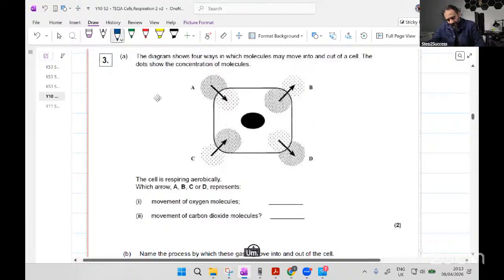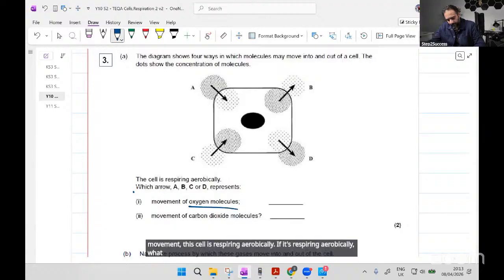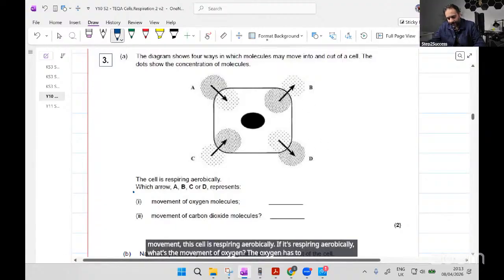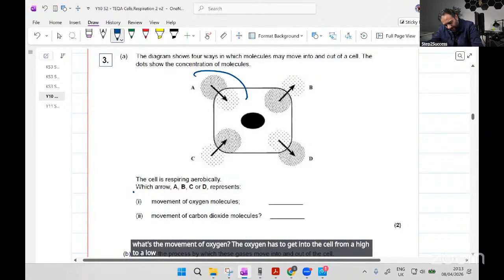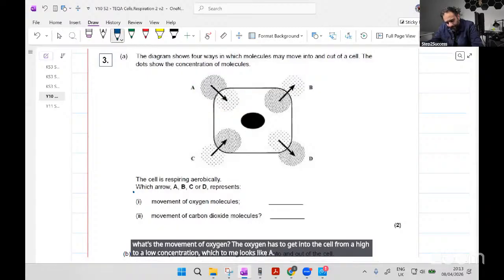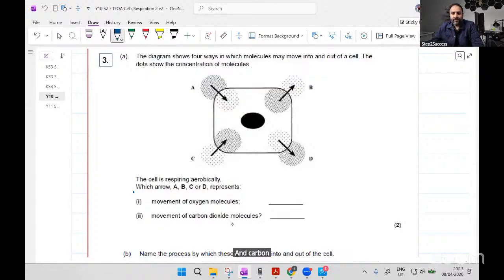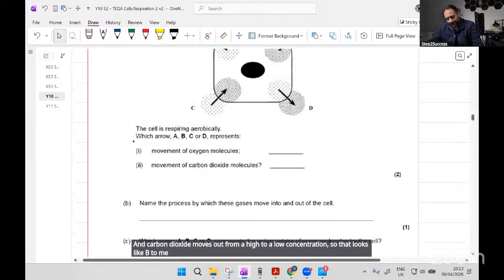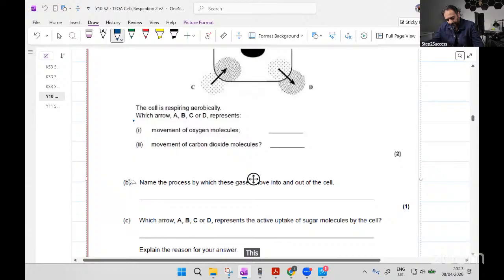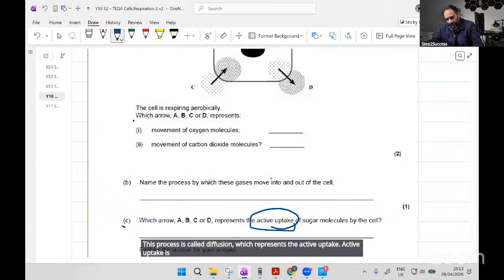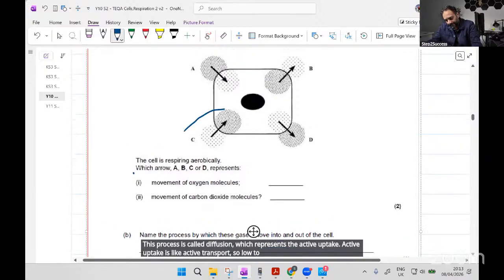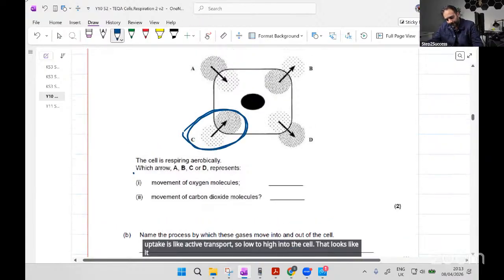Movement. This cell is respiring aerobically. If it's respiring aerobically, what's the movement of oxygen? The oxygen has to get into the cell from a high to a low concentration, which to me looks like A. And carbon dioxide moves out from a high to a low concentration, so that looks like B to me. This process is called diffusion, which represents the active uptake. Active uptake is like active transport, so low to high into the cell. That looks like it to me.